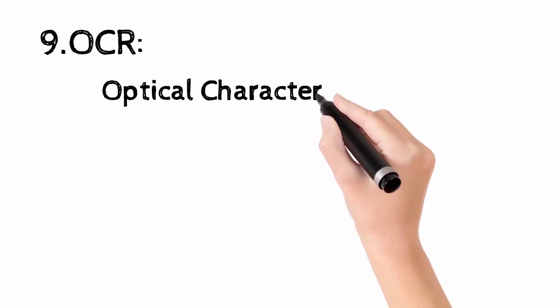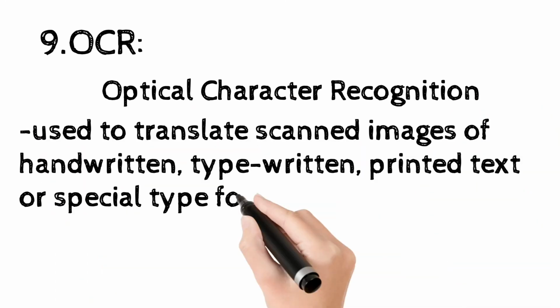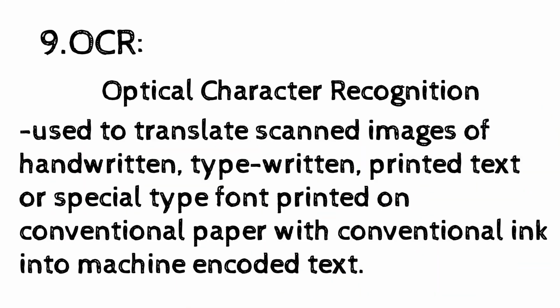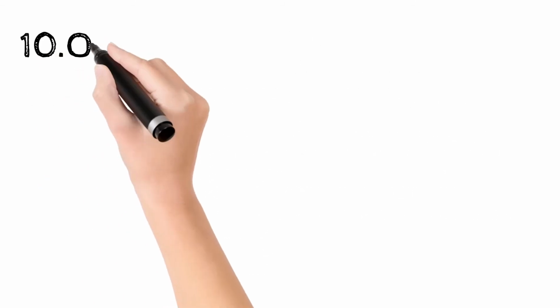OCR, Optical Character Recognition. It is used to translate scanned images of handwritten, typewritten, printed text or special type font printed on conventional paper with the conventional ink into machine encoded text. An optical reader uses photoelectric devices to scan the characters being read and converts the reflected light patterns of the data into binary data suitable for computer input.